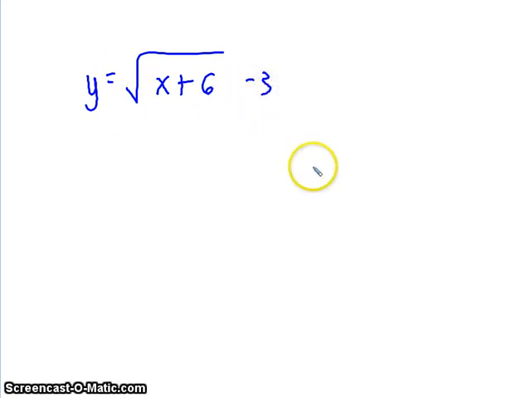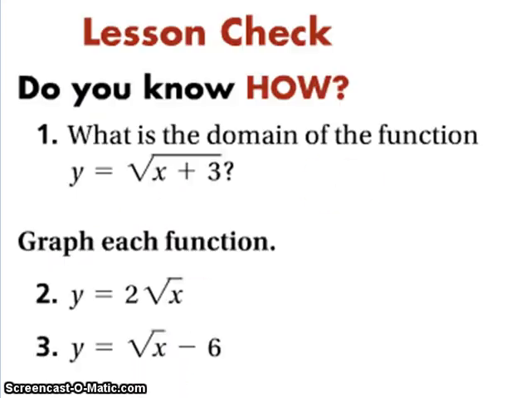Just to show you, we could do this. Y is equal to the square root of x plus 6, minus 3. All right. That would do both. So we're going to shift it 3 down and 6 left. So the point's going to be there and so on. Okay. So check them. See how you did when you come to class.